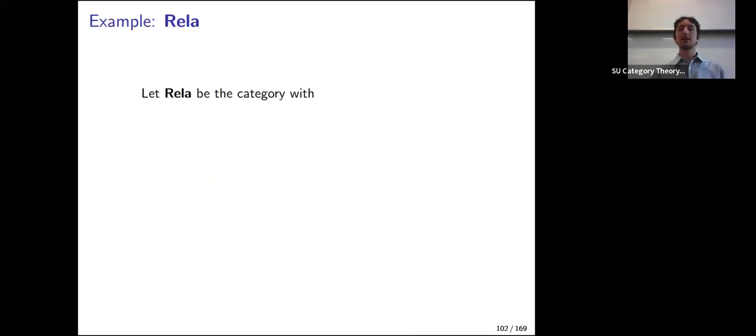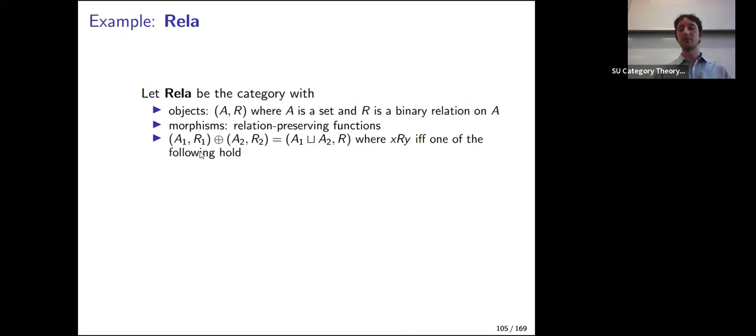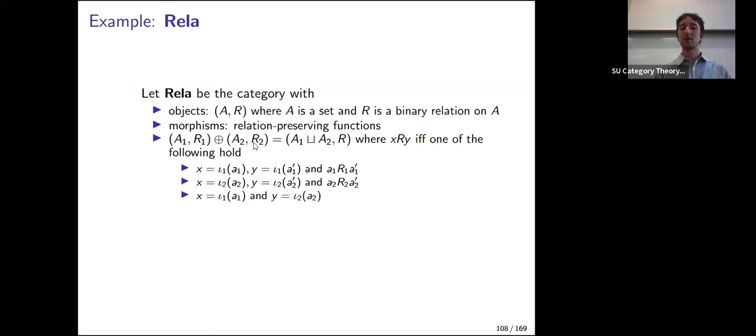Okay. So take Rela to be the category with objects pairs of a set and a binary relation on that set, and morphisms the relation preserving functions. Then we can define a monoidal structure on Rela as follows. We take the disjoint union of underlying sets, and we take a relation on that to be defined as follows. We keep the relation for the bottom relation, and we keep the relation for the top relation, and then we require that everything in the bottom is related to everything in the top.